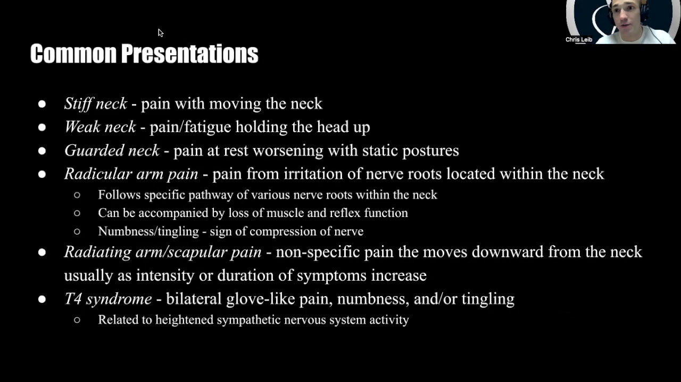So common presentations that we'll see around neck pain: you get the stiff neck, which is generally pain when moving the neck. We get the weak neck, which is pain or fatigue when trying to hold the head up. The guarded neck, which we talked about, is pain at rest, and often worsening with static postures.